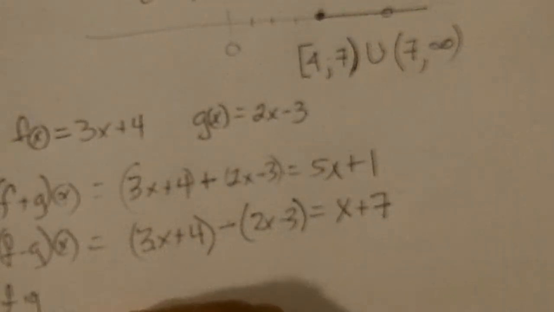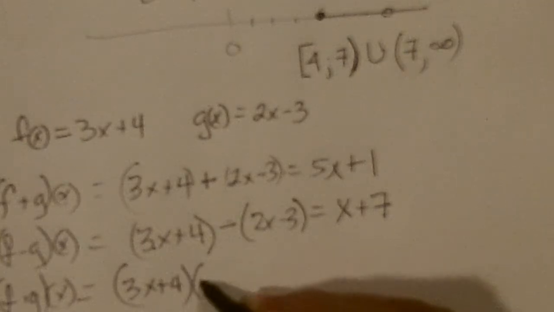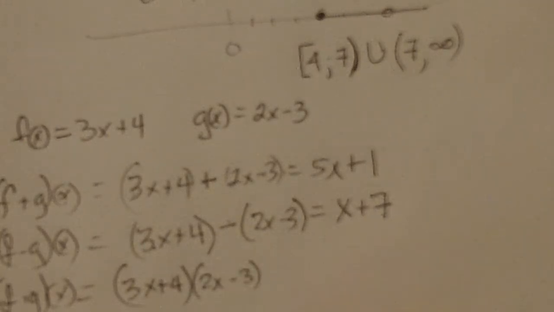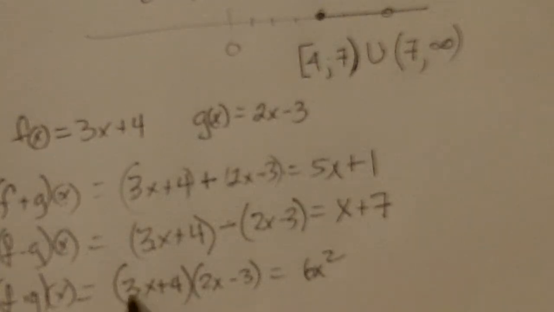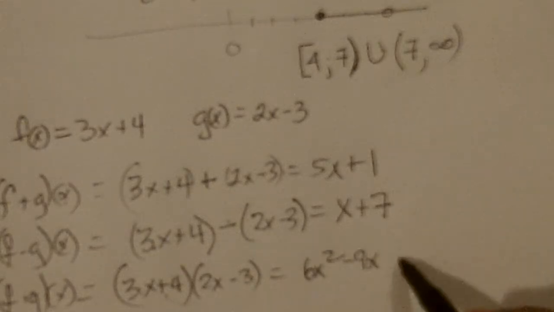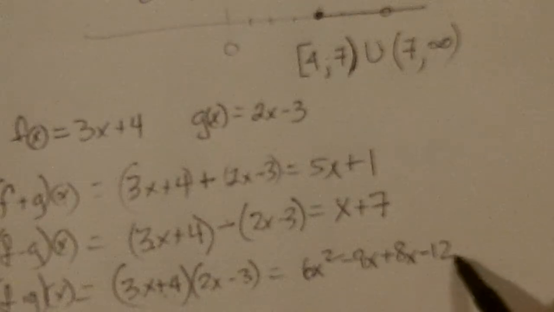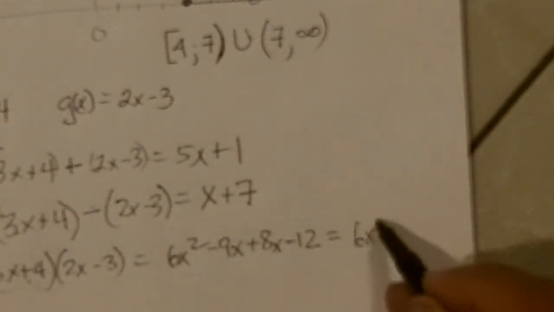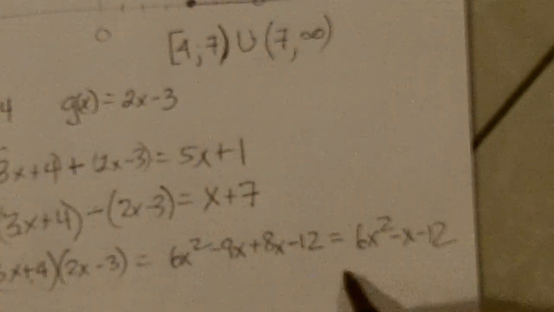F times g. So that's 3x plus 4 times 2x minus 3. So that's 6x squared minus 9x plus 8x minus 12. So that's 6x squared minus x minus 12.